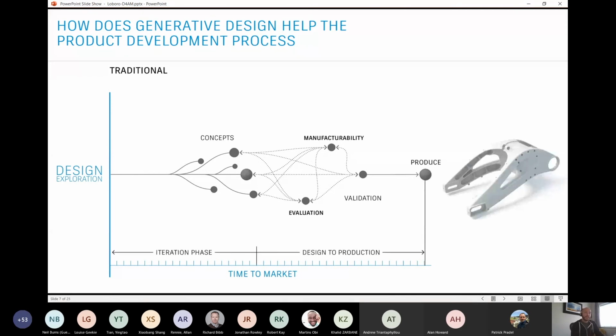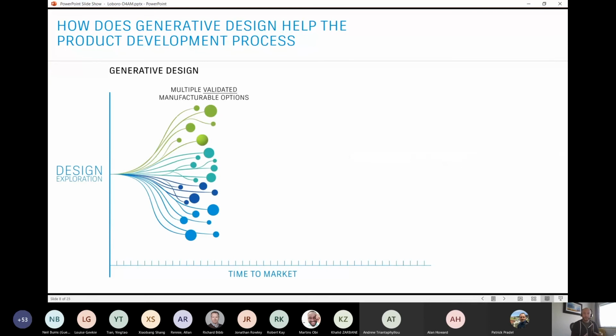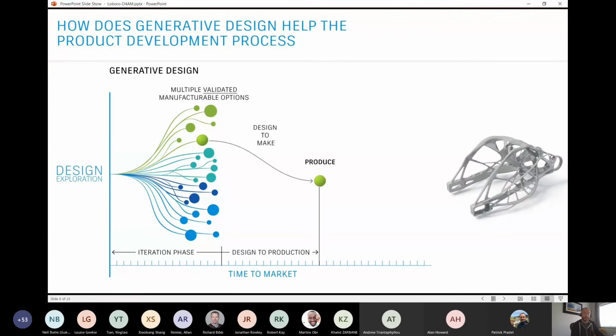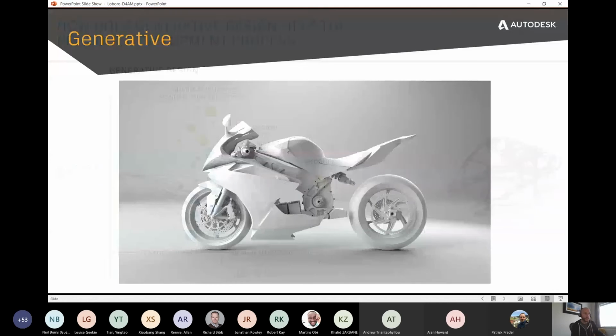Now, how things differ with generative is that, because it's considering this idea of manufacturability and the various design constraints, it produces hundreds or even thousands of already validated designs. So any one of those designs could be taken at any point and simply taken onto production, if you like. The benefit to this is that it significantly increases productivity, if you like, and reduces time to market or time to production.